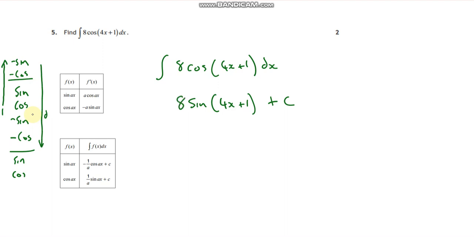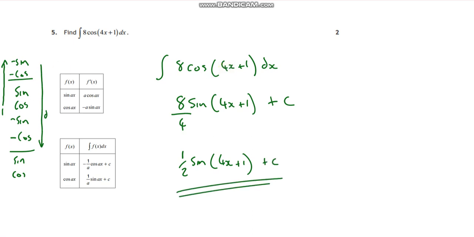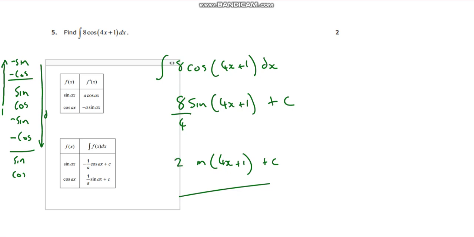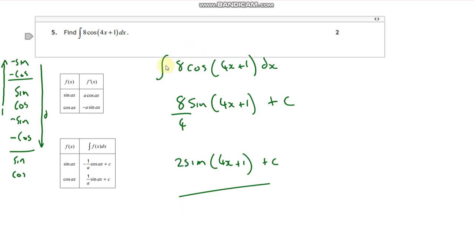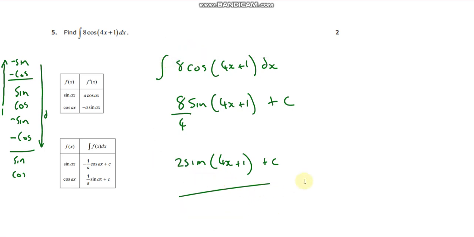However, I now need to divide by the differential, which is going to be 4. If I differentiate this bracket, I get 4. So to simplify that, I'm going to have 1/2 sine 4x plus 1 plus c. And that's a nice 2 marks. Sorry, not half, 2. What am I thinking? Thinking 2. 2 sine 4x plus 1 plus c. So yeah, that's a nice 2 marks.